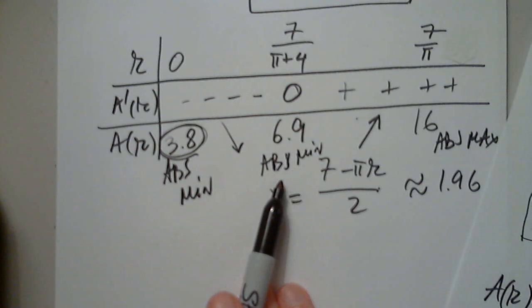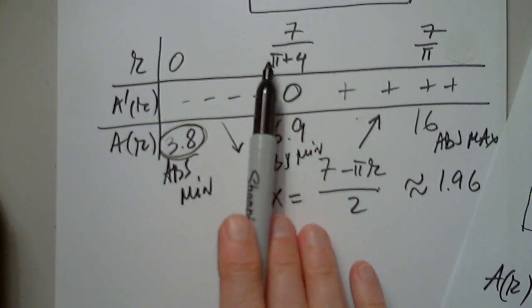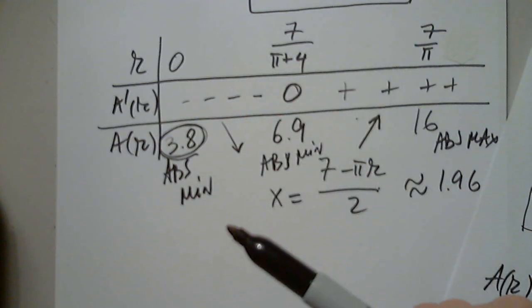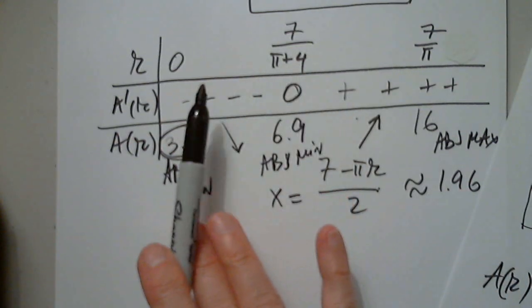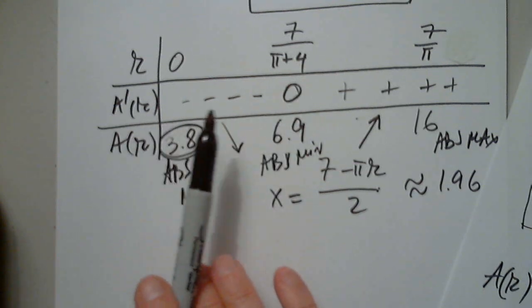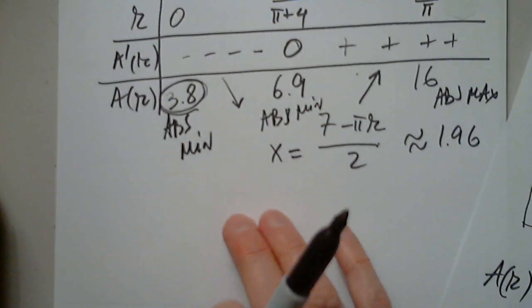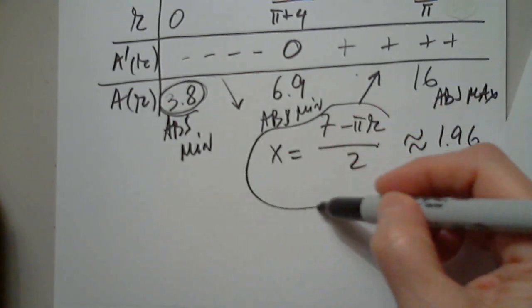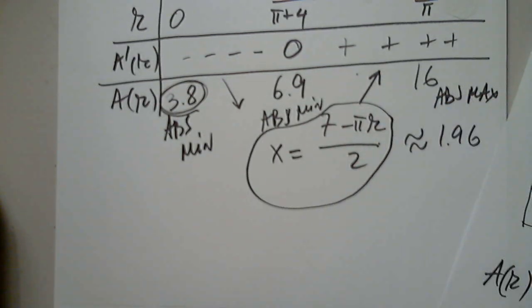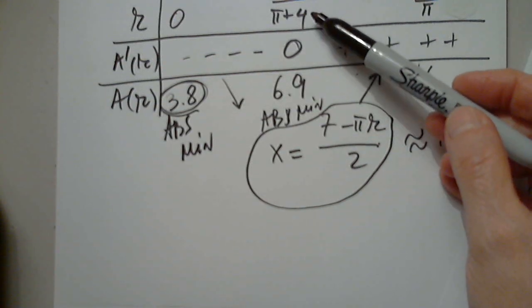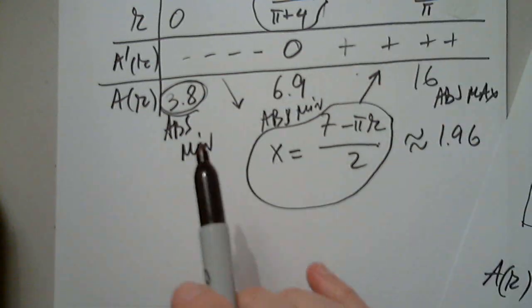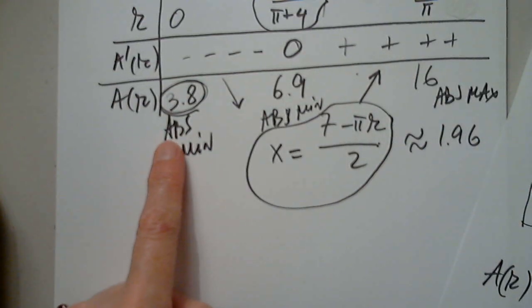So the absolute min is when r is 7 over pi plus 4. Now I don't know because I don't see the problem, so I don't know if they want us to enter r or they want us to enter x. If they want us to enter x, then you enter this. If they want us to enter r, then you have to enter this. But I still have to work on my mistake here. So I'm going to start a new video because I passed 20 minutes.